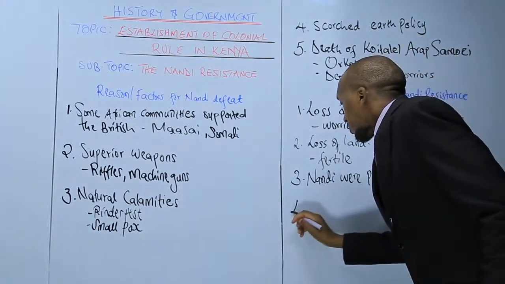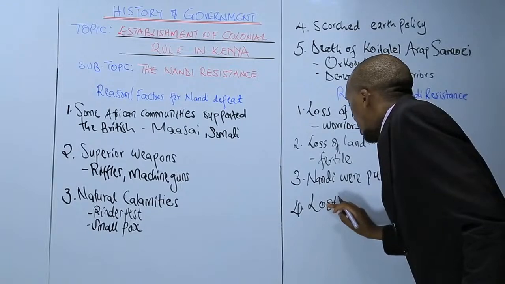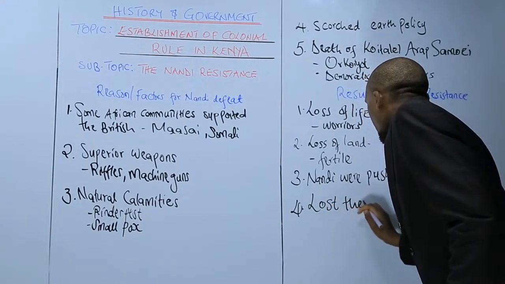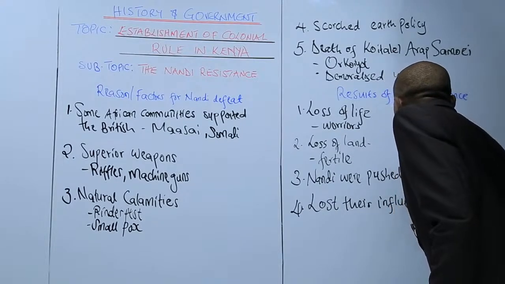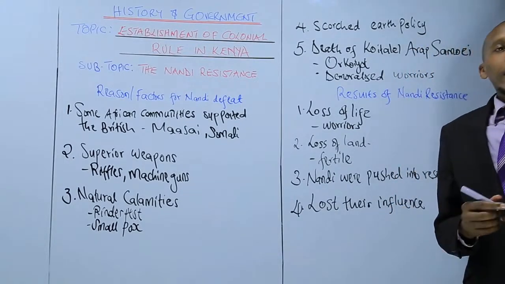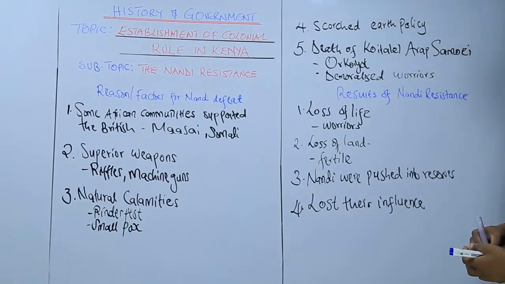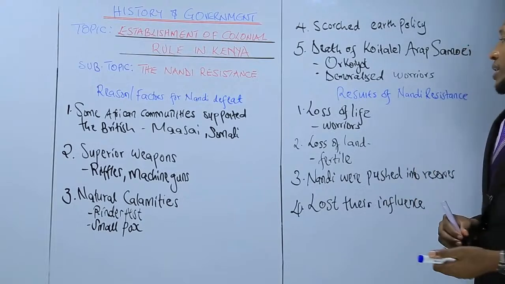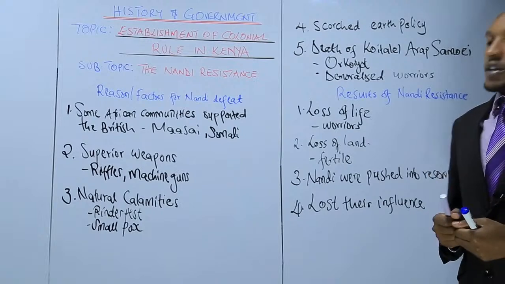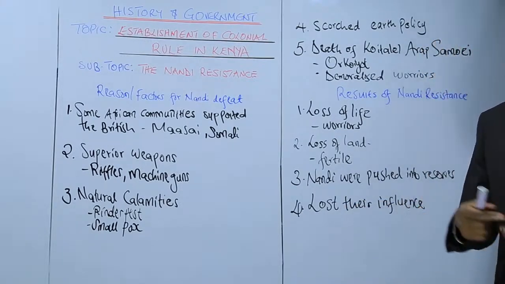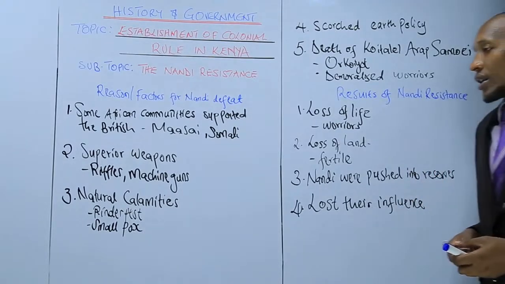The fourth one is that they lost their influence or prestige. Remember, the Nandi were the dominant power in that area at that time. They believed they could not be defeated, but now that the British had come and finally defeated them, they lost their influence in the region. They could not be feared the same way they had been feared before.